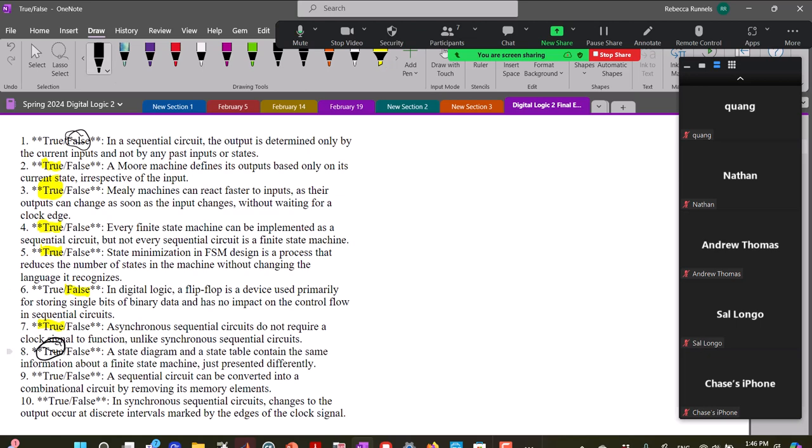A sequential circuit can be converted into a combinational circuit by removing its memory elements. So if you take the flip-flops out, I feel like no. No, no.